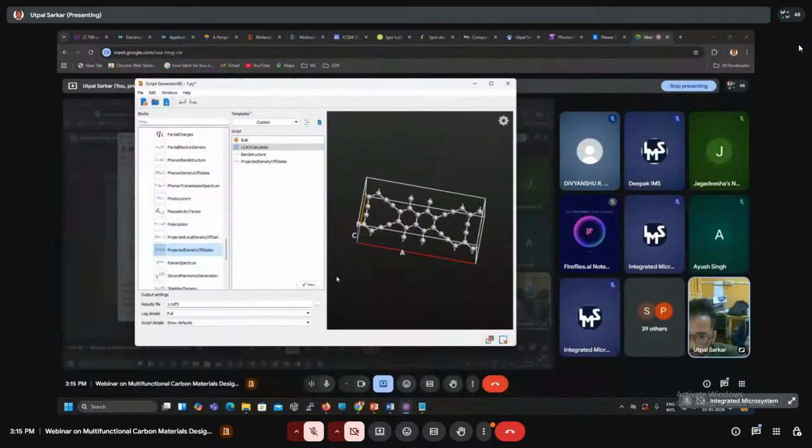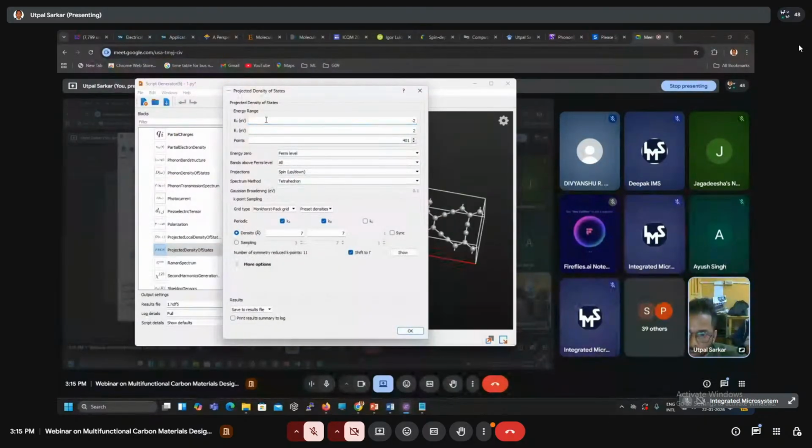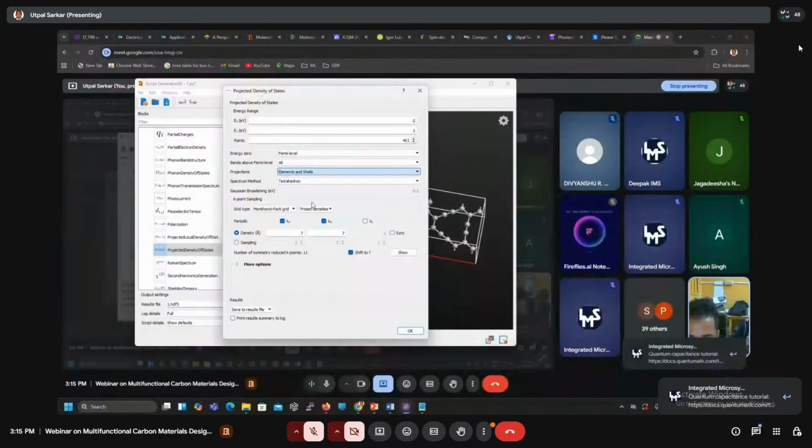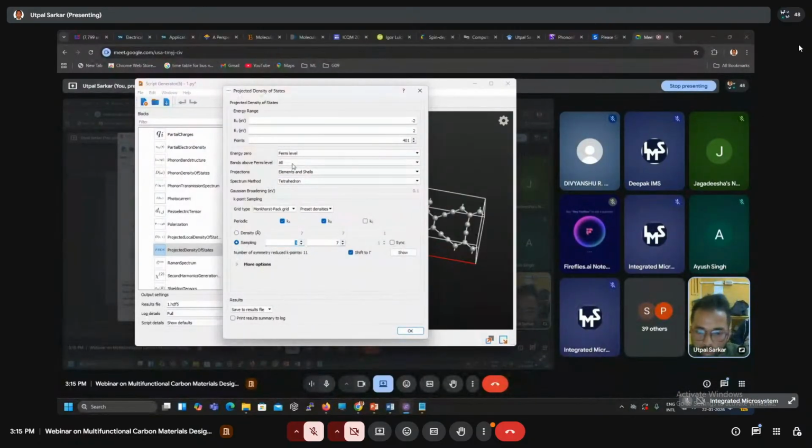In the projected density of states, we will also get the total DOS. Since our structure is a carbon based material, we will choose element orbitals, and the spectrum method is tetrahedron. For sampling, if the converged K point is 10, 10, 1, we will choose double of the converged K point, so 20, 20, 1. Then the energy range I will choose is -3 to +3 electron volt.